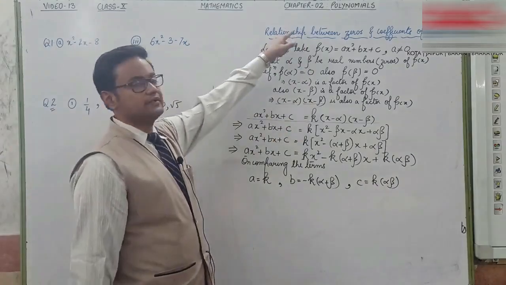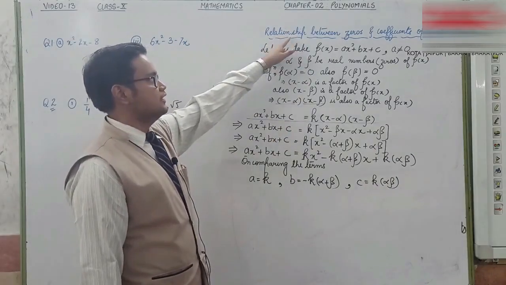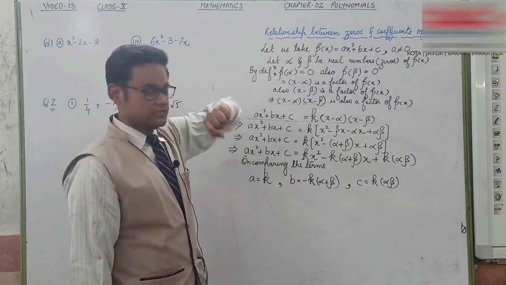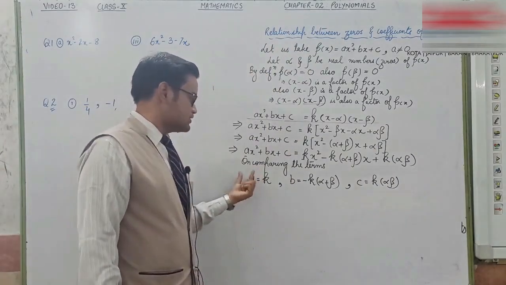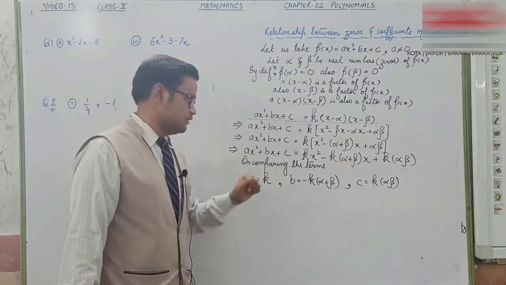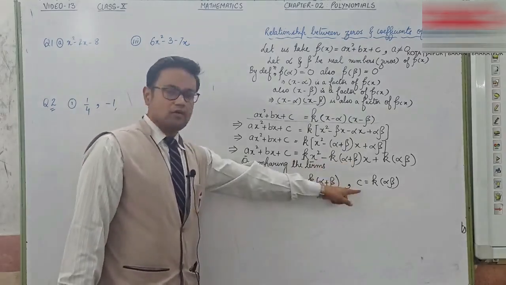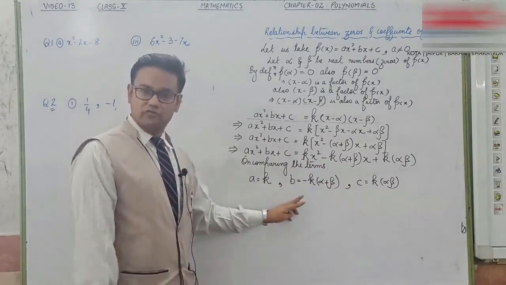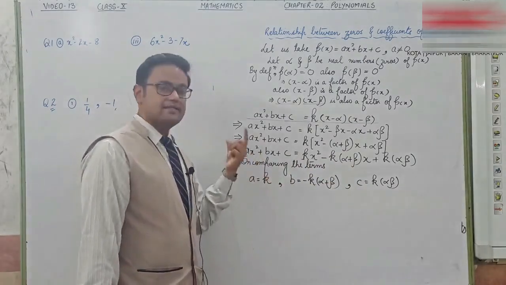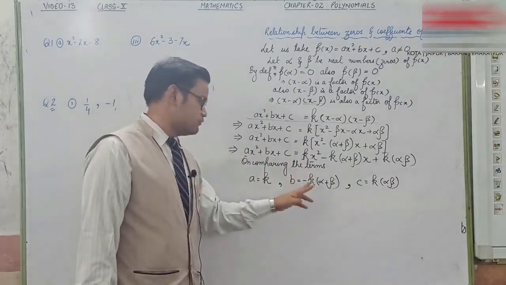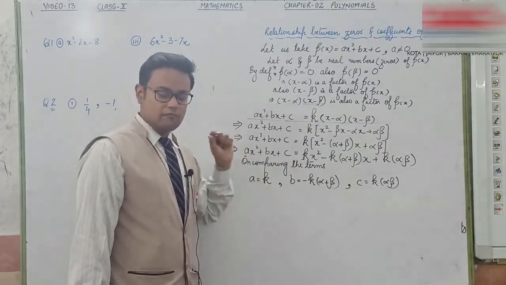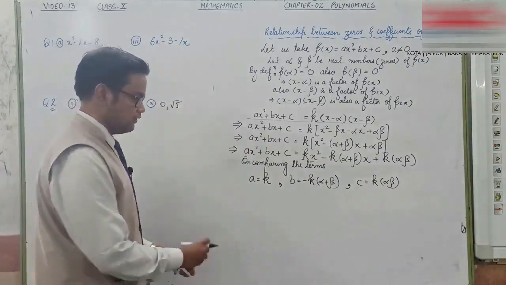Now, what topic did we study, children? We were studying the relationship between zeros and coefficients. Coefficients are a, b, and c. C is a constant, not a coefficient, but a and b are coefficients. And zeros are alpha and beta. So why did we get k here? We have to have some substitute for k.